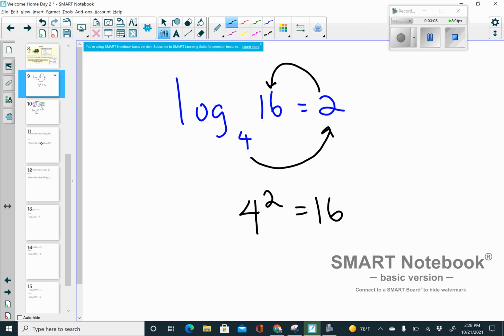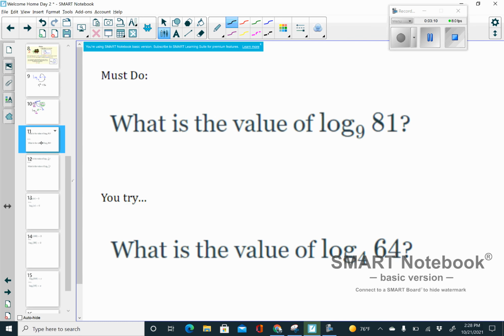So I'll show you what I mean by that, okay? So this question, what is the value of log base 9 of 81? So what we're really asking is, we're looking for a number that when you have 9 to that power, so 9 to some power equals 81. So 9 to what power gives you 81? I know that 9 times itself is 81, so that is 9 to the second power. So the answer for this question is 2.